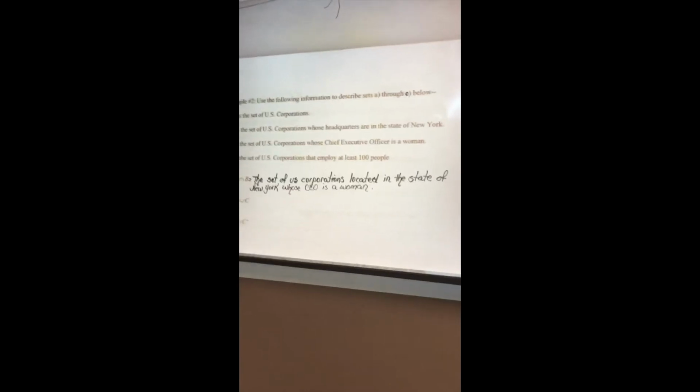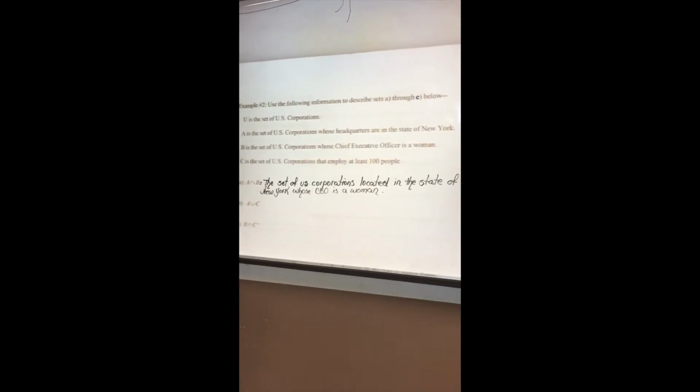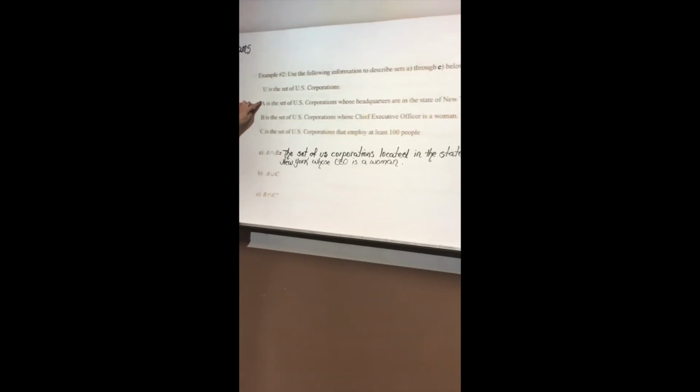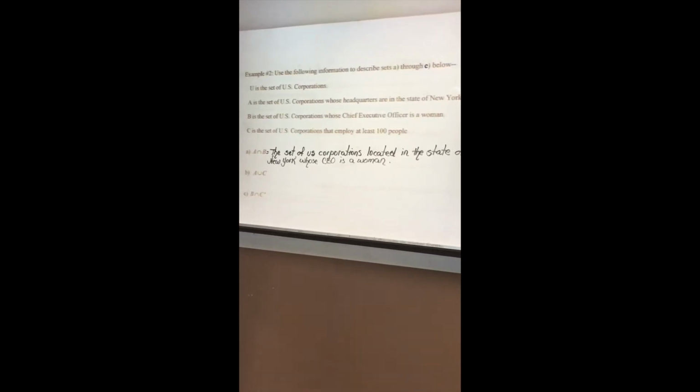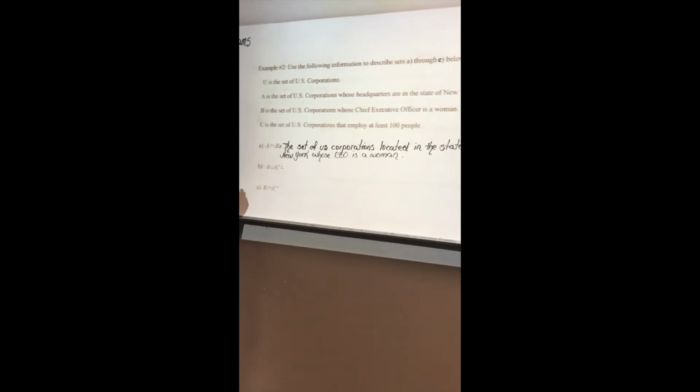So this right here has both of these conditions because it is an intersection. It's an intersection set. And then we have A union C. So A, which is again the U.S. corporations whose headquarters are in the state of New York, and C is a set of U.S. corporations that employ at least 100 people. So this set A union C is all of these together with all of these, okay?